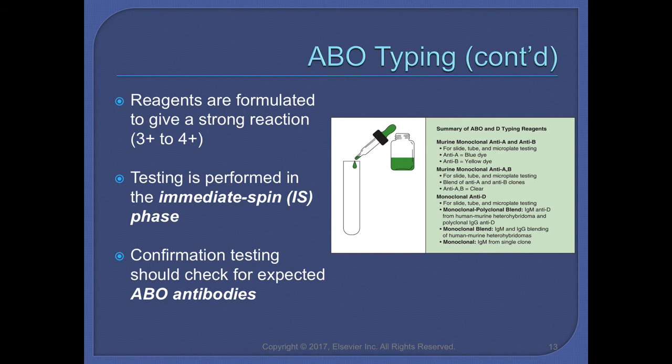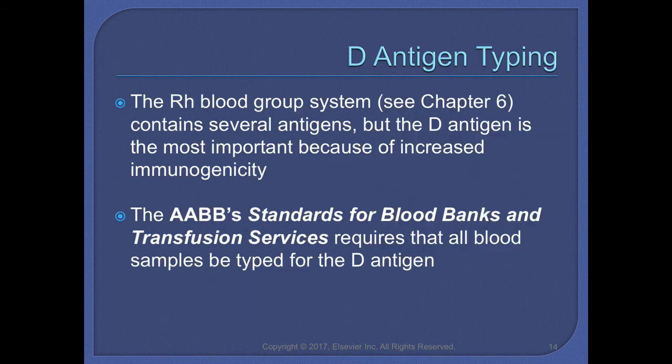Confirmation testing for the ABO typing is done to check for expected ABO antibodies, and that's when we do the reverse typing. Remember, in ABO typing, when we do reverse grouping, we're really just doing sort of a control for what the forward typing is. This table right here is really nice because it shows you a summary of the ABO and D typing reagents that could be available for the blood bank labs.